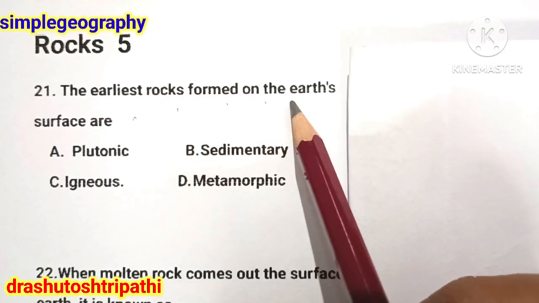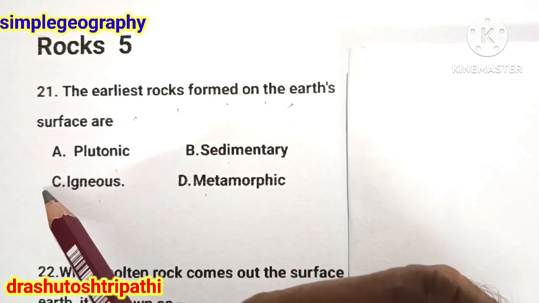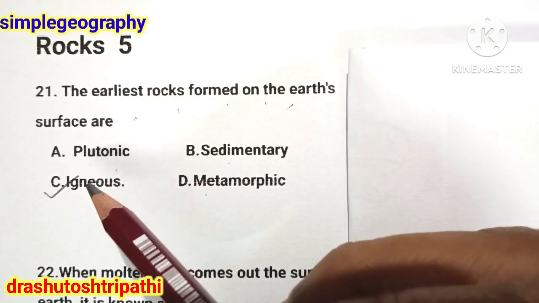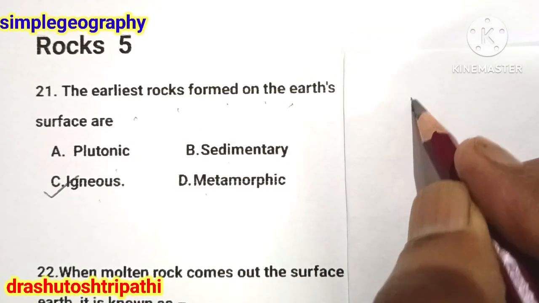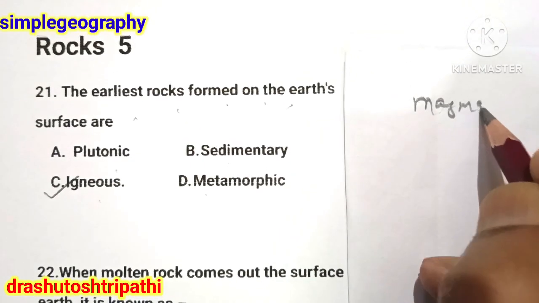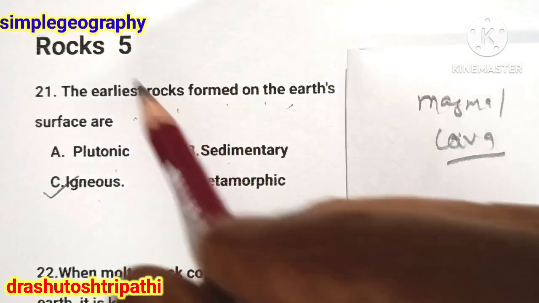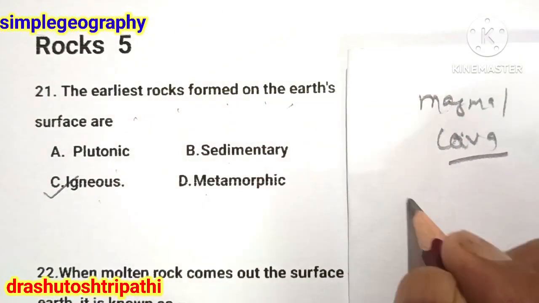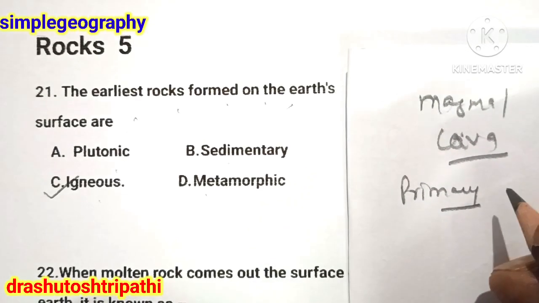Earliest rocks formed on the Earth's surface is: plutonic rock, sedimentary rock, igneous rock, metamorphic. The answer is C, igneous rock. Plutonic is a part of the igneous rock. When the magma or lava cools the first time, which rock is formed? That is the igneous rock. That is why it is known as the primary rock also.